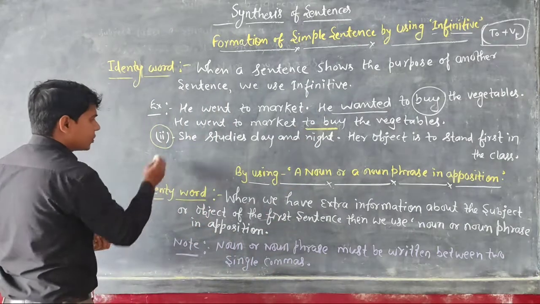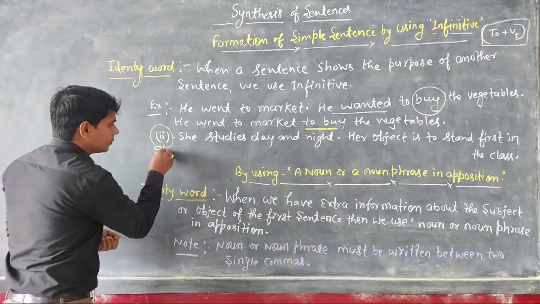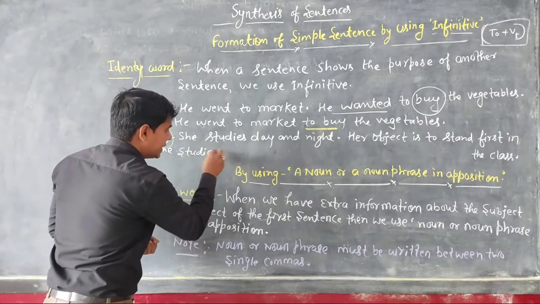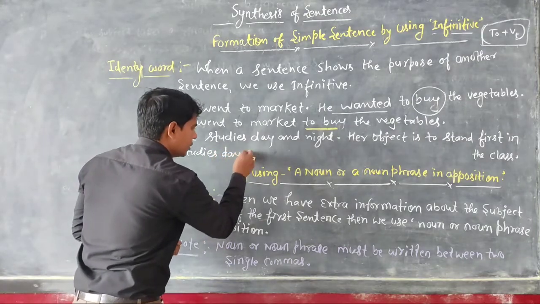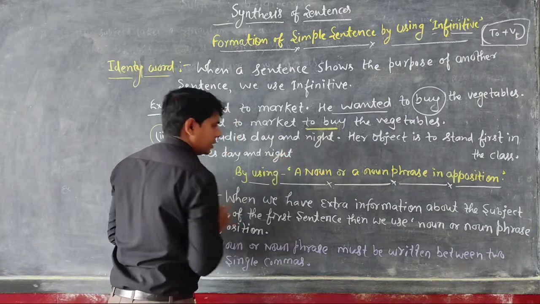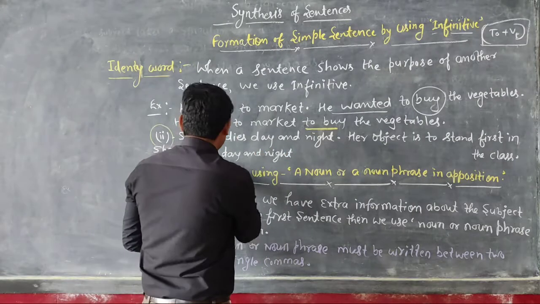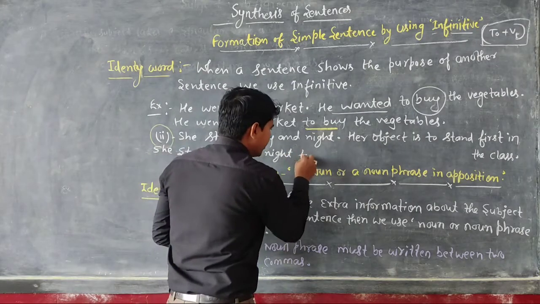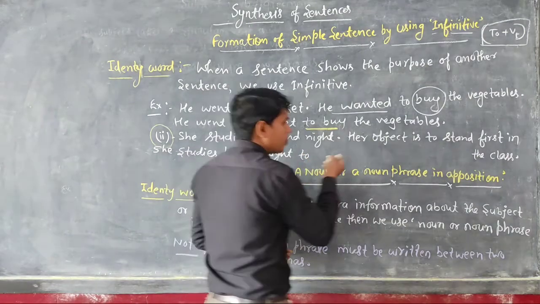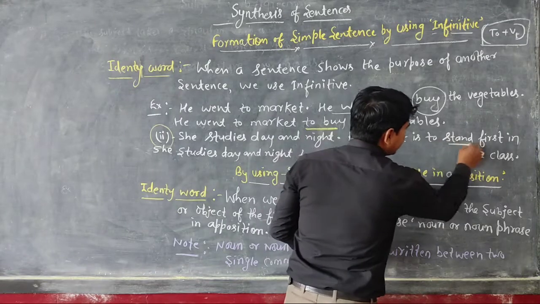So let's see how to synthesize. You will mention: She studies day and night. After that you will mention to, and after to we write the base form of the verb. So what is the base form of the verb? That is stand.